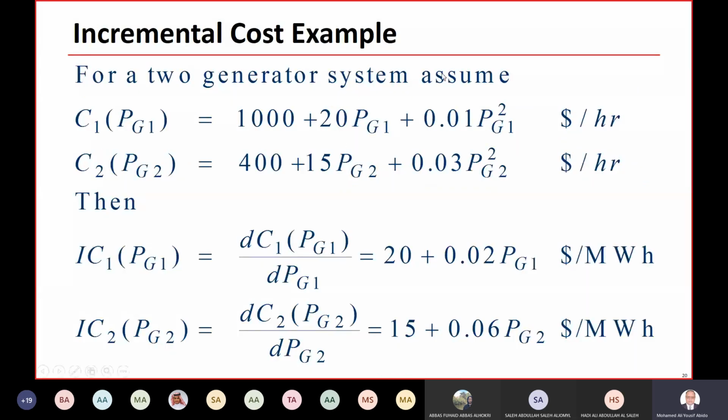So for a two generator system, let us assume a very simple example. Muhammad Hassan, do you have a question? Yes, what would be represented? What would be what?